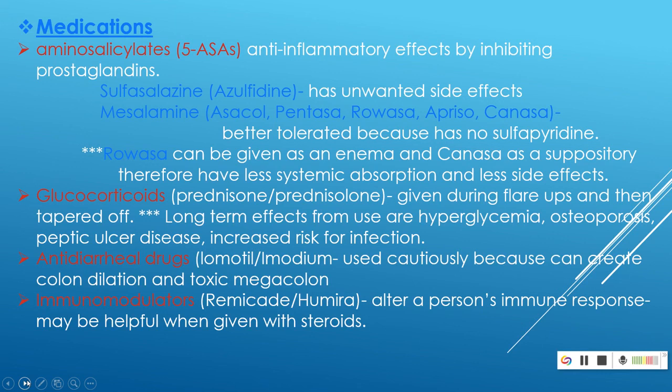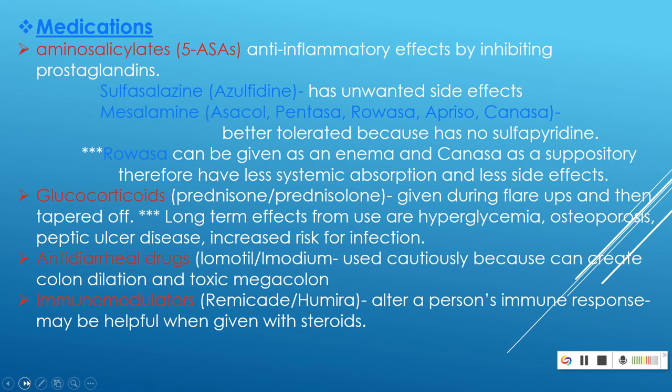We can give them glucocorticoids, right? Y'all know about these. They're anti-inflammatories. These are given during flare-ups and then tapered off. But now you can have long-term effects from their use. If you have a lot of ulcerative colitis flare-ups over your lifetime, you could start having some of the long-term use problems such as hyperglycemia, osteoporosis, and peptic ulcer disease. And again, you have increased risk for infection with these because we're altering your immune response.